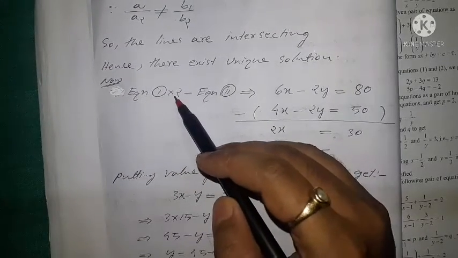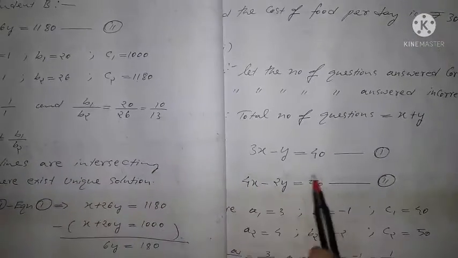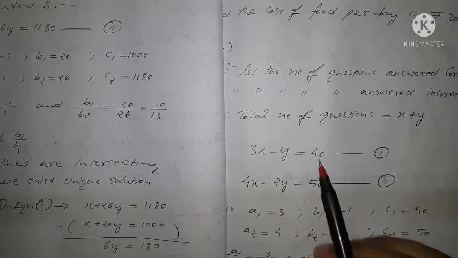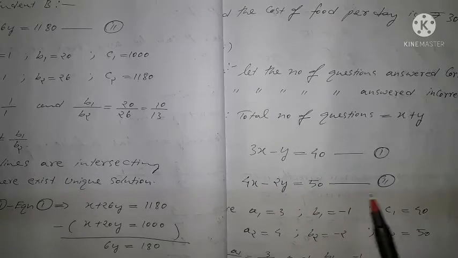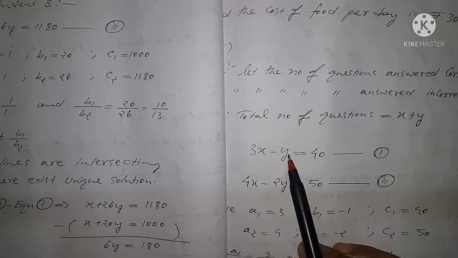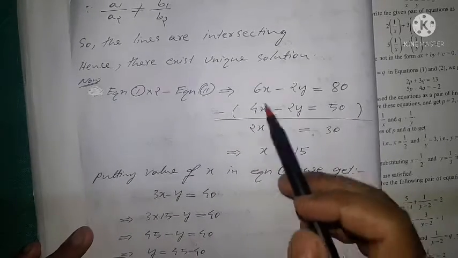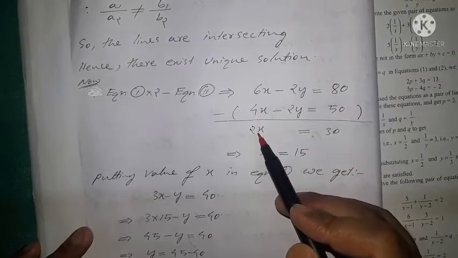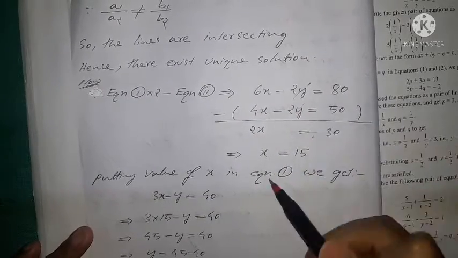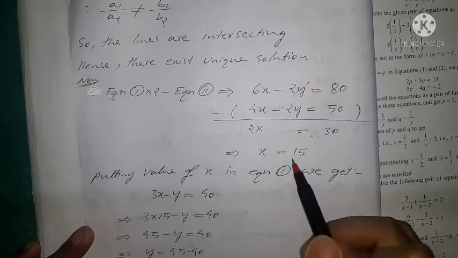Now equation 1 into 2 minus equation 2. So if we multiply 2 with equation 1 and then subtract equation 2 from it, let's see what we will get. Equation 1 into 2, that is 6x minus 2y is equal to 80, and equation 2 is 4x minus 2y is equal to 50. If we subtract these two, 6x minus 4x, that is 2x, 2y is cancelled, and 80 minus 50 is 30. So therefore the value of x is equal to 30 divided by 2, which is 15.